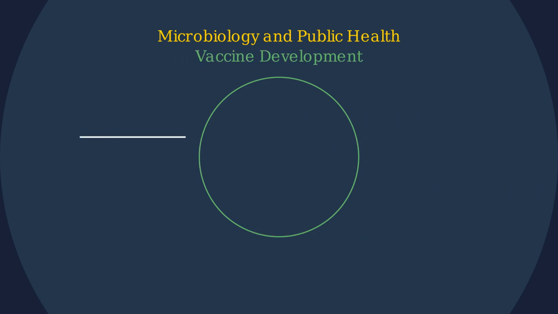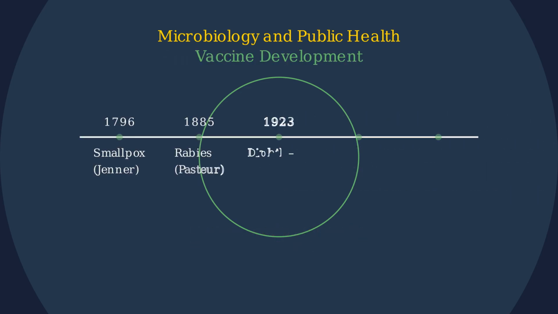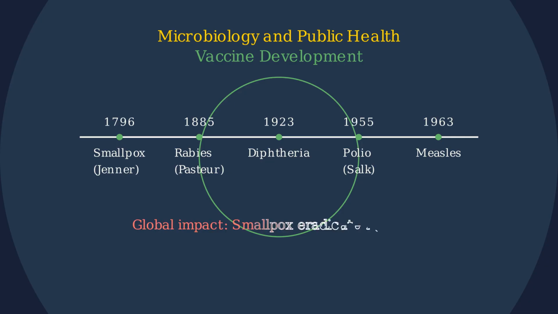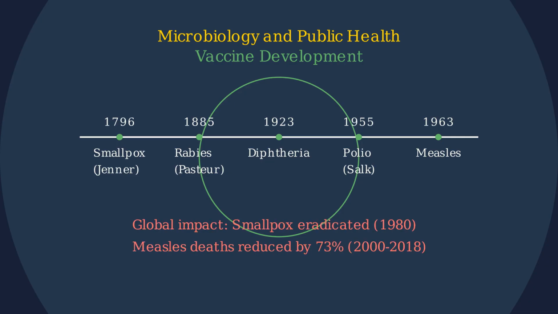Vaccines developed through microbiological research dramatically reduced the global burden of infectious diseases. Beginning with Jenner's smallpox vaccine in 1796, the scientific understanding of immunity led to life-saving immunizations against many deadly pathogens. This progress culminated in the complete eradication of smallpox by 1980, one of public health's greatest achievements.